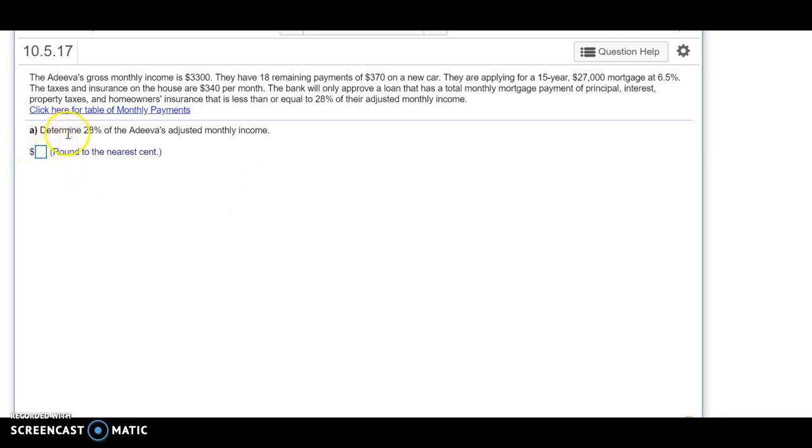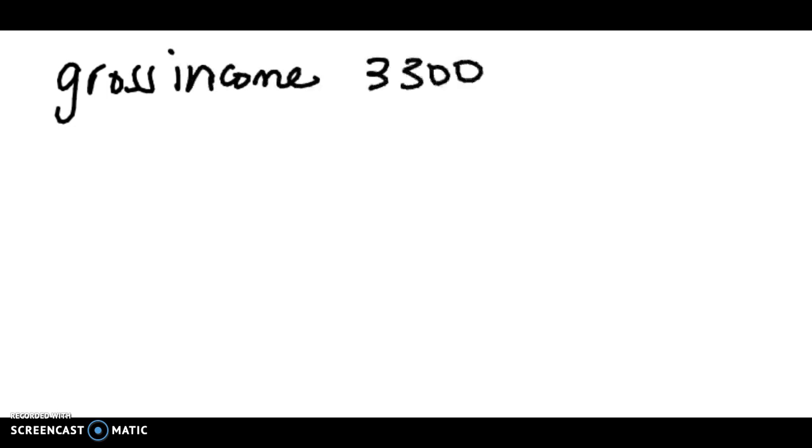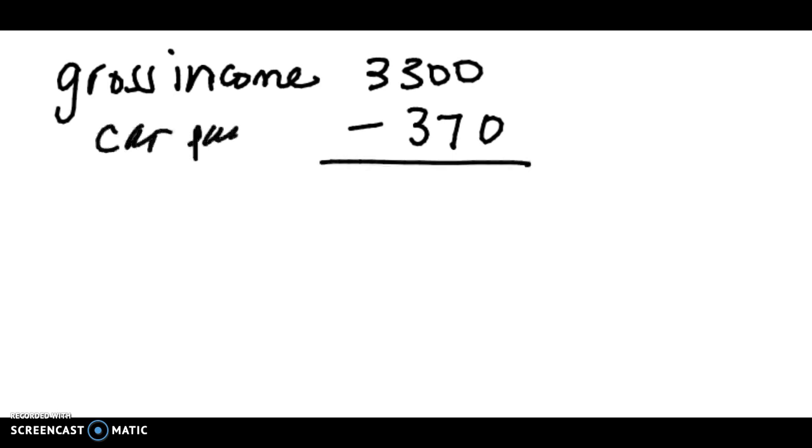So the first thing that this question asks us is to determine 28% of their adjusted monthly income. Okay? So their gross income per month is $3,300. Because they have 18 payments that remain on their car payment, we have to subtract that from their gross income. So we're subtracting the car payments.